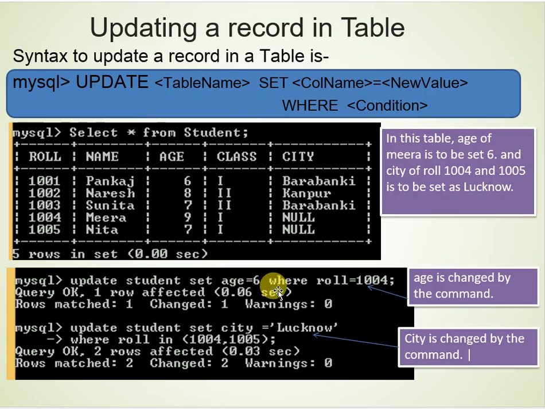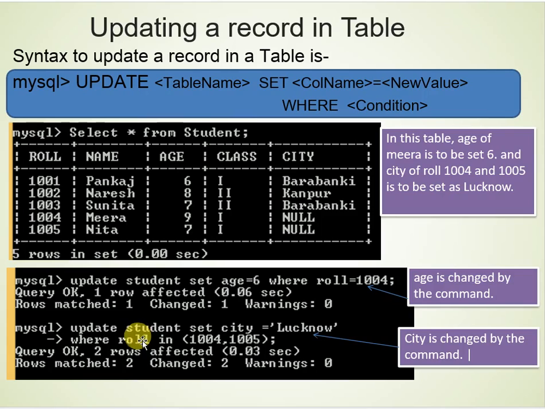Then the condition using the where clause: roll number equal to 1004, semicolon, press enter. Query OK, one row affected. Means you have updated the age of the student whose roll number is 1004. In the previous table, see 1004, that is Mira, and the age is 9. Now we have to assign the new age, that is 6. Okay.